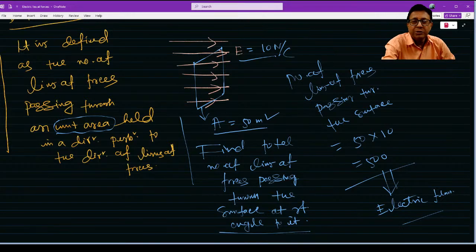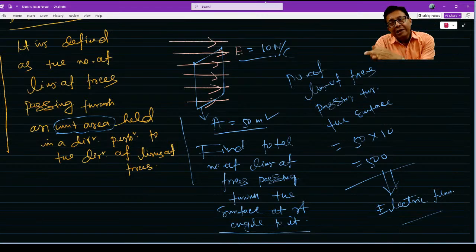Understood? Next session I am coming with calculation of electric field due to a combination of two charges, that is known as electric dipole. And in the same context, today only I am going to discuss electric field strength in some peculiar cases. Okay? Get ready for it.